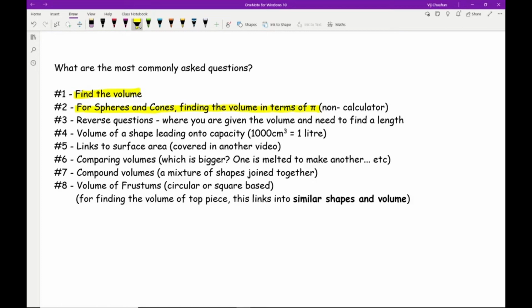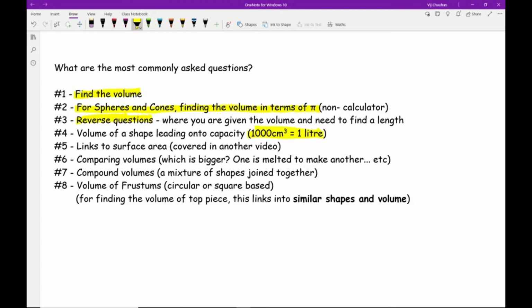This is when you're given the volume and you want to work out one of the lengths, whether it be the height or one of the base lengths or one of the lengths involved. The fourth is volume questions leading to capacity. This is where you work out the volume and then you need to relate it to capacity, and the key thing to remember there is that 1,000 centimetres cubed is the same as 1 litre. The fifth one is links to surface area, which will be covered in another video.